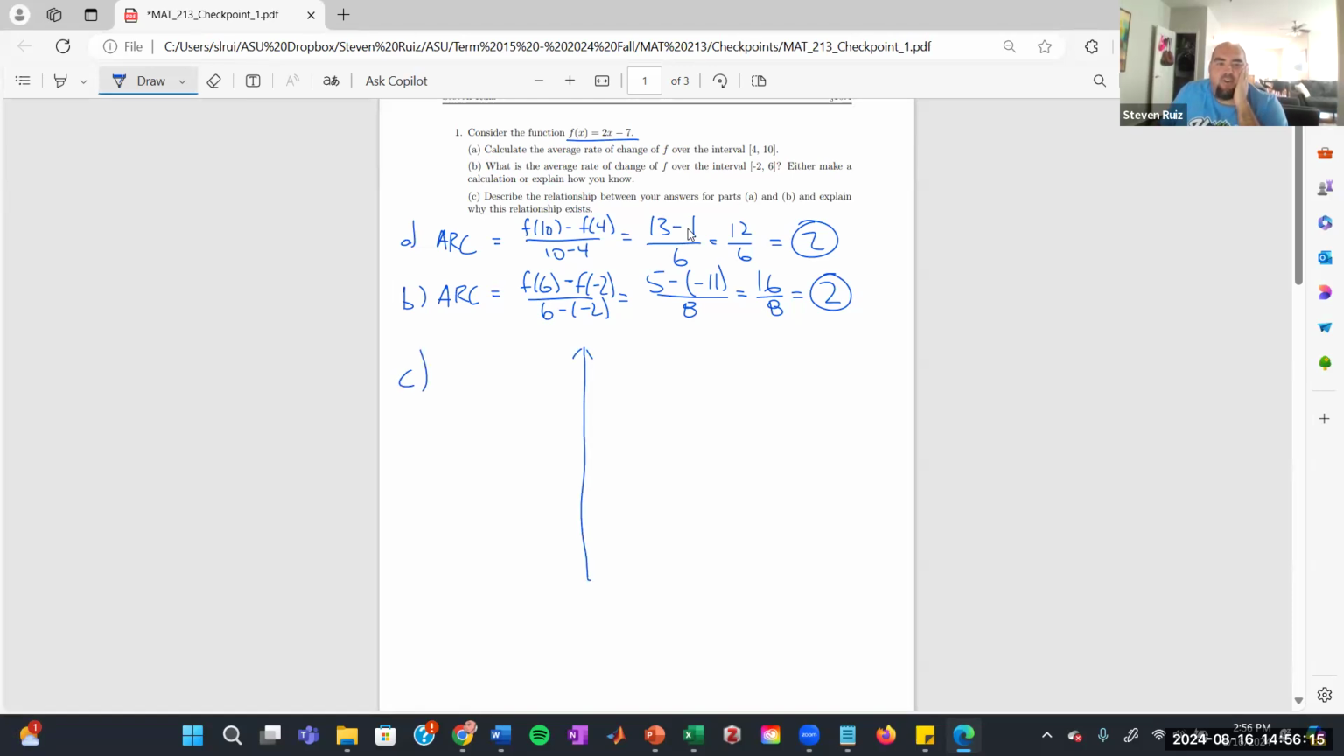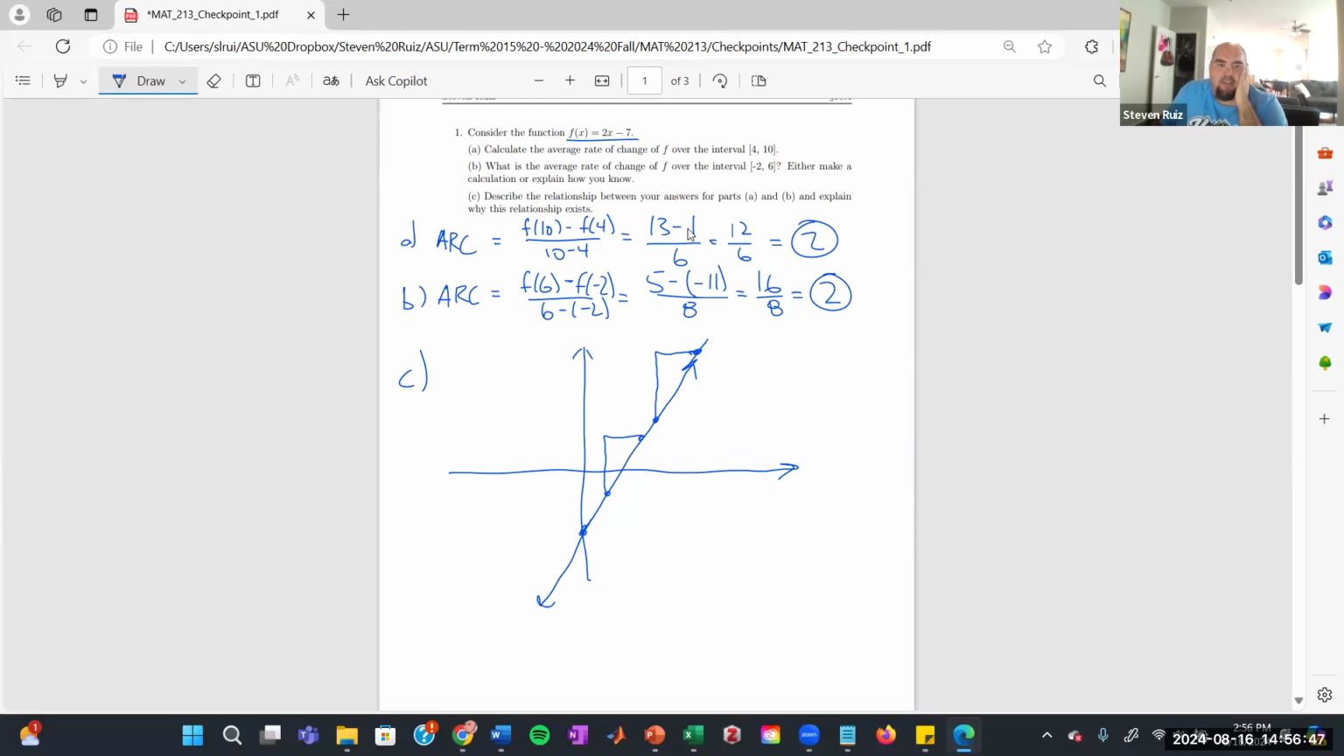I'm going to try to graph that. If it's not super accurate, that's okay. I just want to illustrate something. 2x minus 7 crosses the y-axis at about negative 7 and has a slope of 2. So let's say that's a rough approximation of what this line looks like. If I take an average rate of change over any 2 points and find the change in y over the change in x, it doesn't matter where those points are. This slope is always going to be 2.